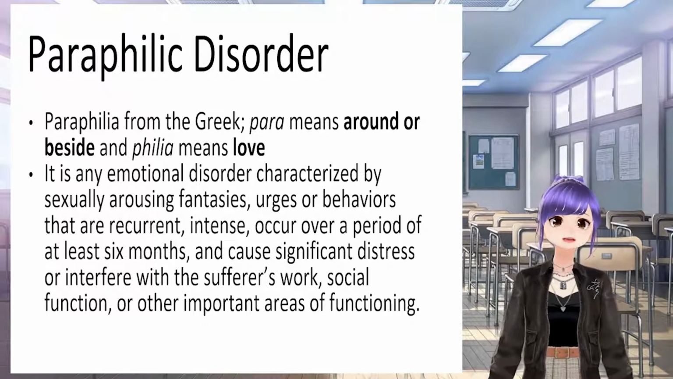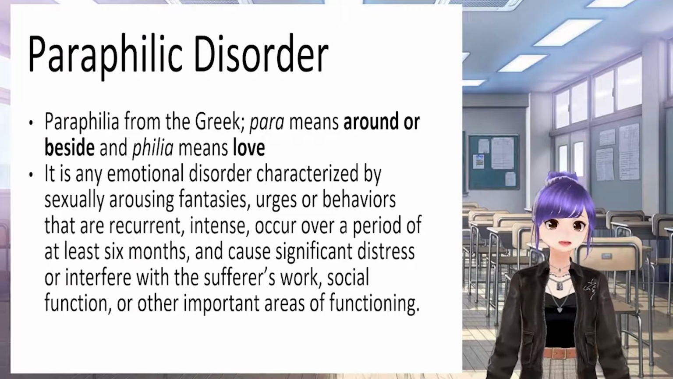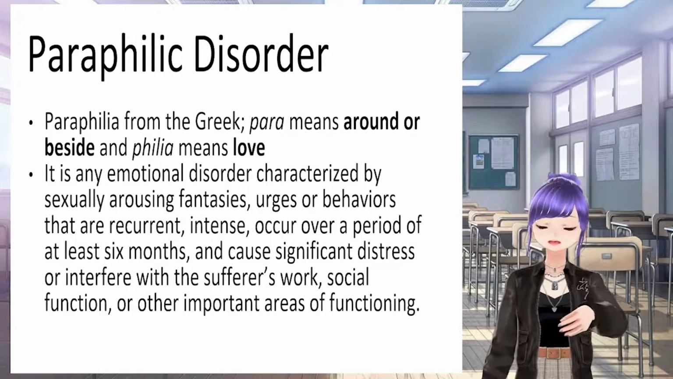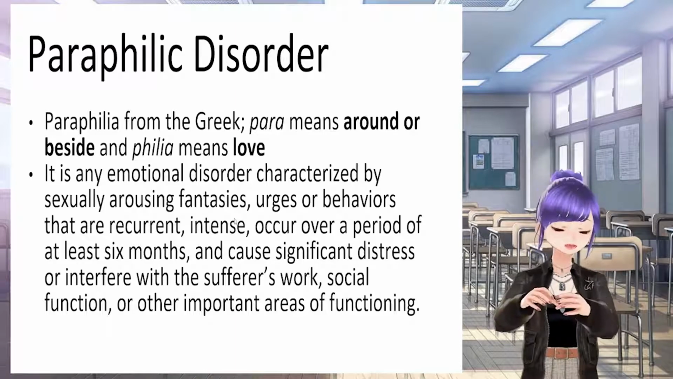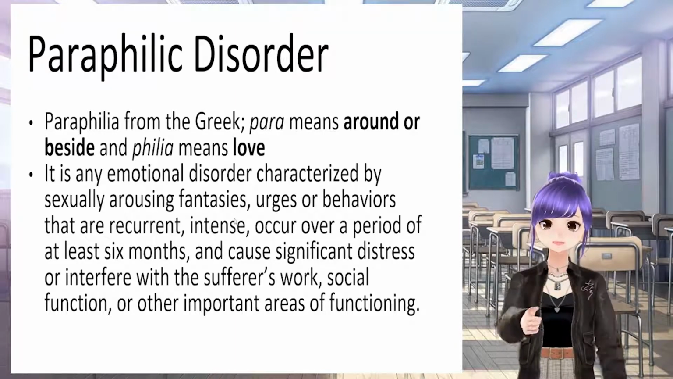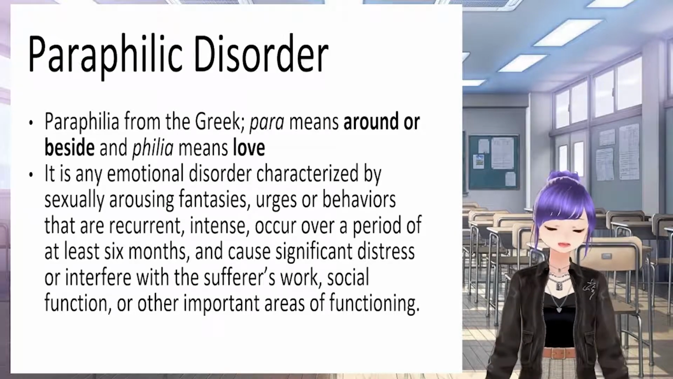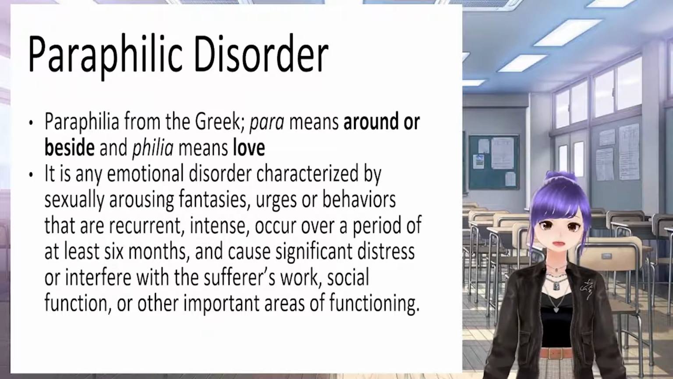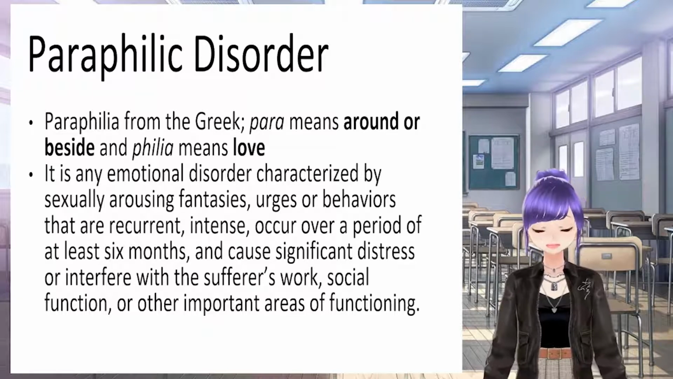So what are paraphilic disorders? The word paraphilia derives from the Greek word para, meaning around or beside, and philia, which means love. Okay? So it is any emotional disorder characterized by sexually arousing fantasies, urges, or behaviors that are recurrent, intense, and occur over a period of at least 6 months and cause significant distress or interfere with sufferers' work, social function, or other important areas of functioning.